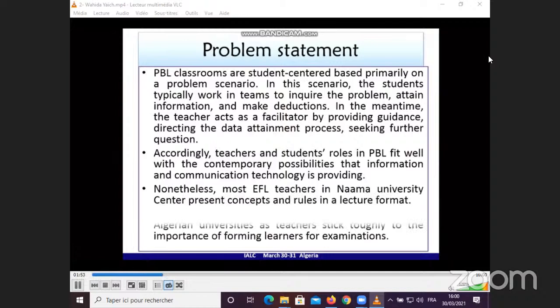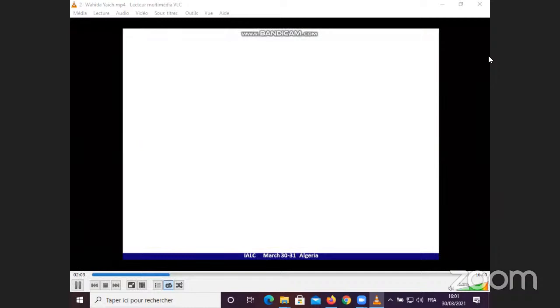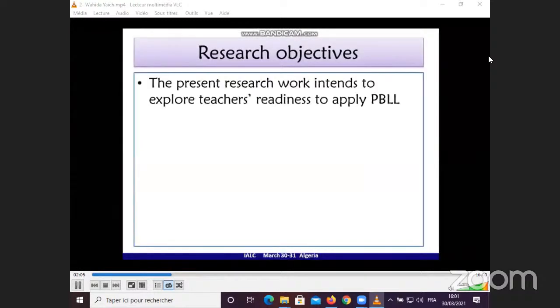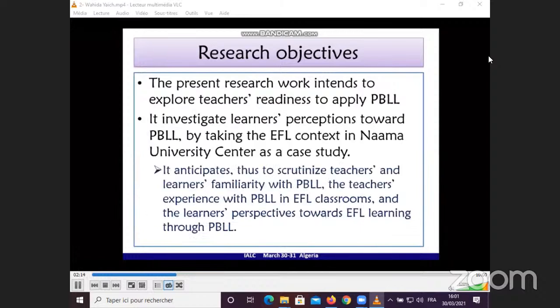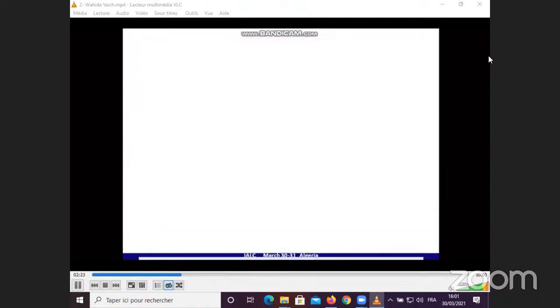providing. However, most EFL teachers in Hama University Center present concepts and rules in a lecture format, which is said to be the common strategy of teaching in most Algerian universities. Therefore, the current investigation intends to explore teachers' readiness to apply problem-based language learning and learners' perceptions toward problem-based language learning by taking the EFL context in Hama University Center as a case study.